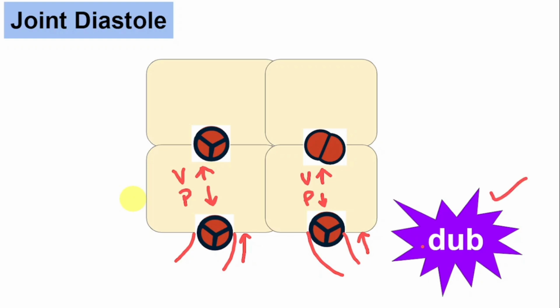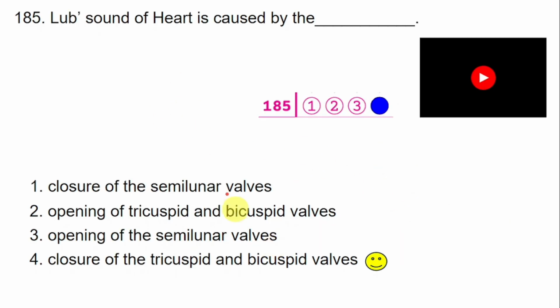Two different ways this question can be framed. The dub sound is produced due to closure of semilunar valves. Another way they can say is the dub sound is produced due to closure of aortic and pulmonary valves. The third way they can ask you is the dub sound is produced when the ventricles relax or the ventricles undergo diastole. So I hope you are clear with this concept.